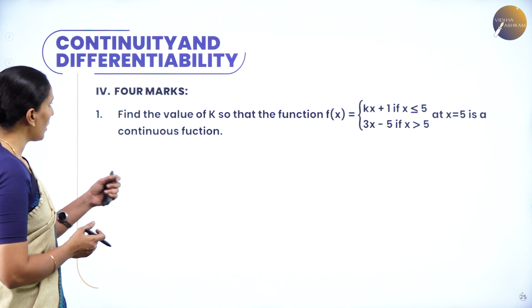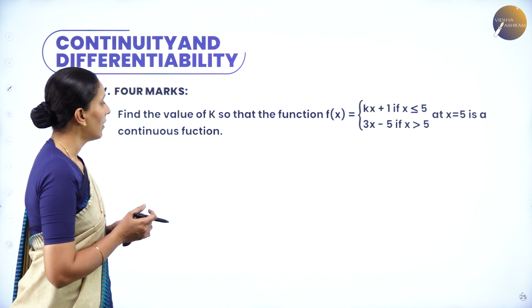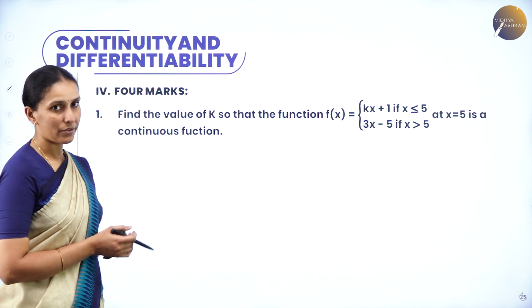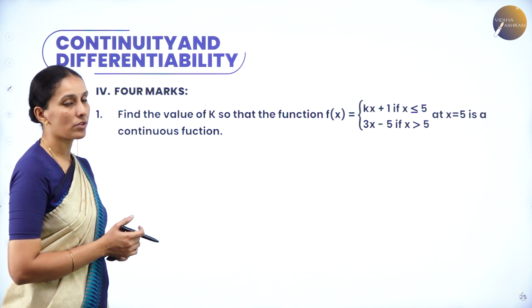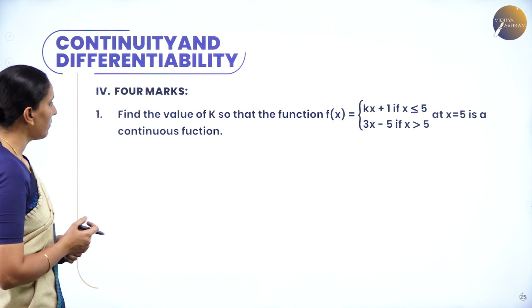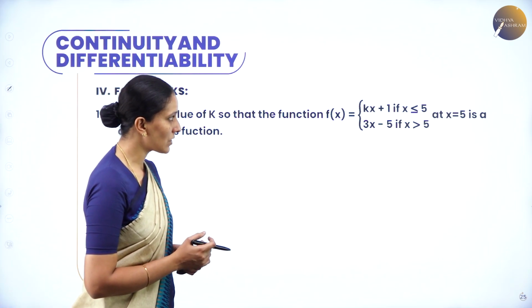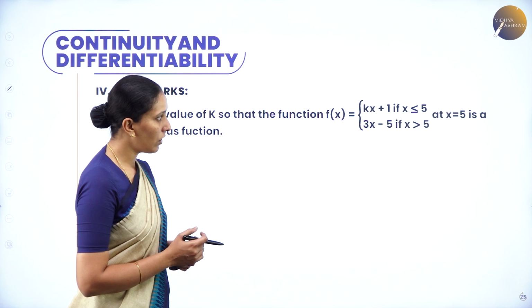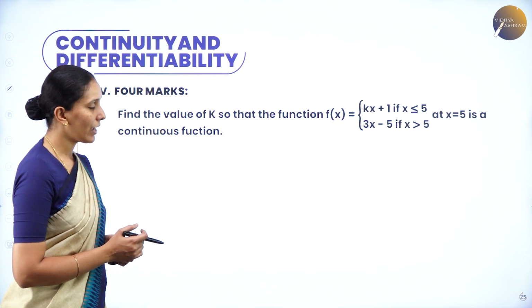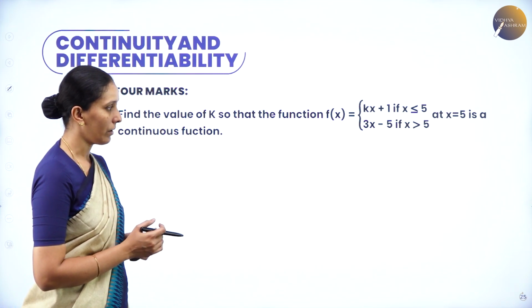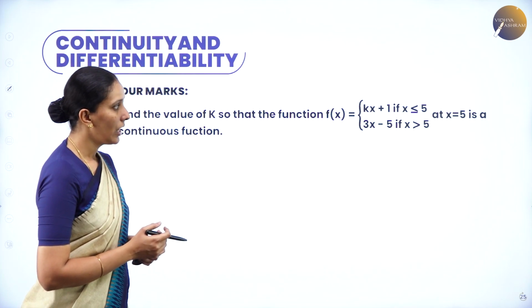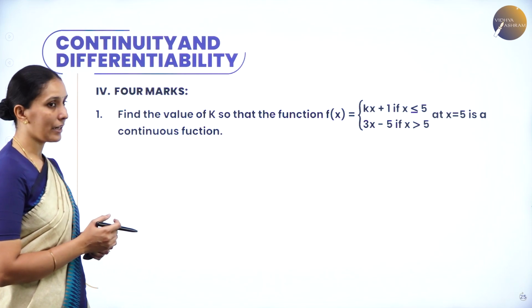So now 4 mark question, basically you will get the question on continuous function. We have few questions of this type now. Find the value of k so that the function f of x is equal to kx plus 1 if x is less than or equal to 5, 3x minus 5 if x is greater than 5, at x is equal to 5 is a continuous function.